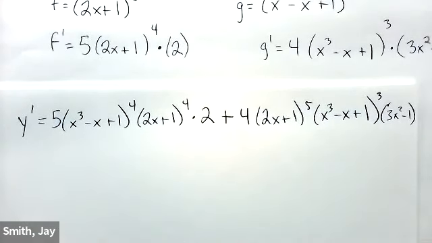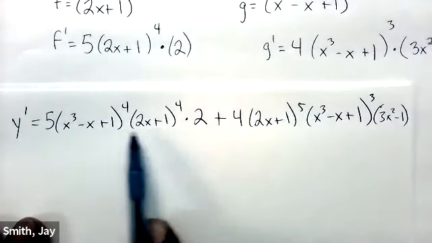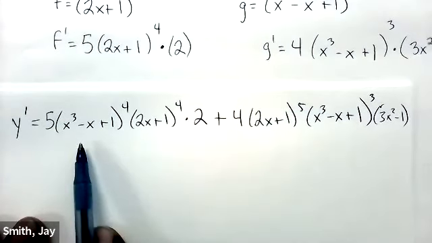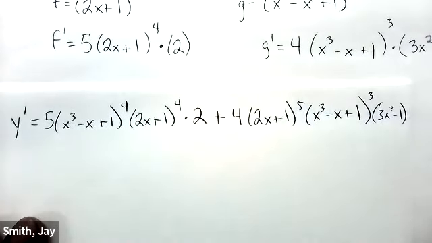Now remember, because we're multiplying, and multiplication is both associative and commutative, the order in which you write these factors makes no difference. So if you wrote it like I see it here, or if you have 5 times (2x + 1)^4 times 2 times (x^3 - x + 1)^4, exact same thing. The order in which you multiply makes no difference.